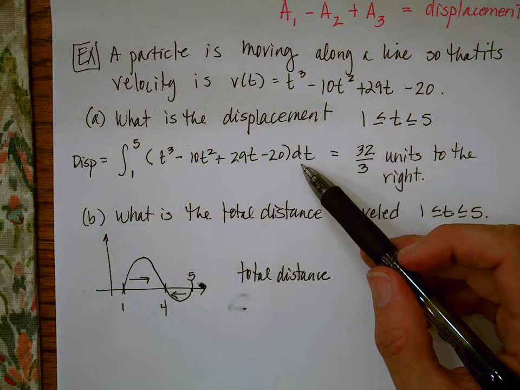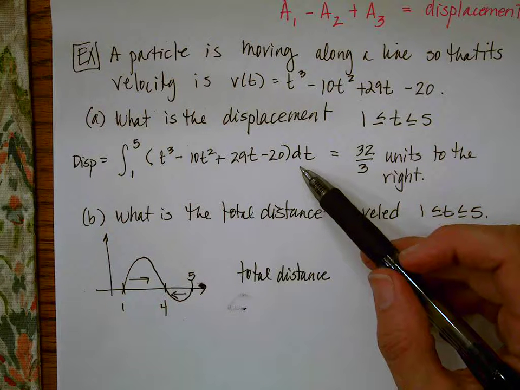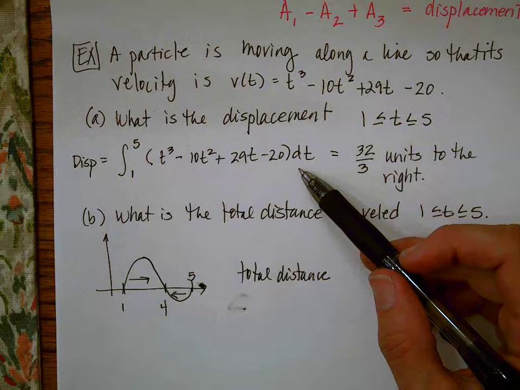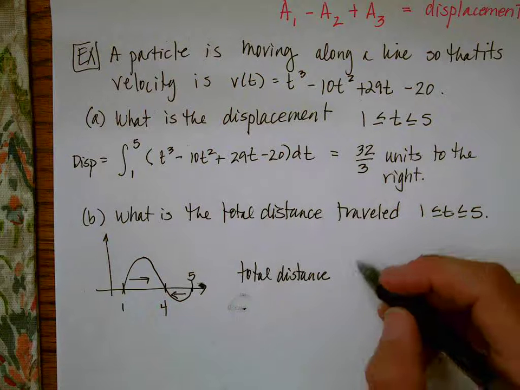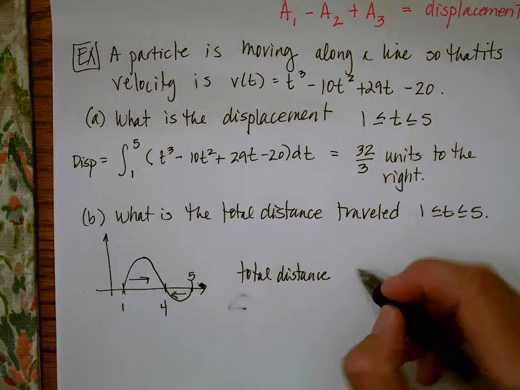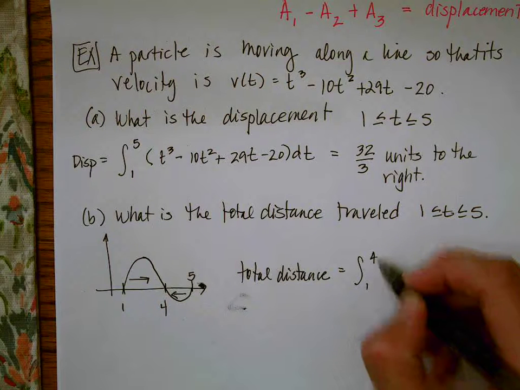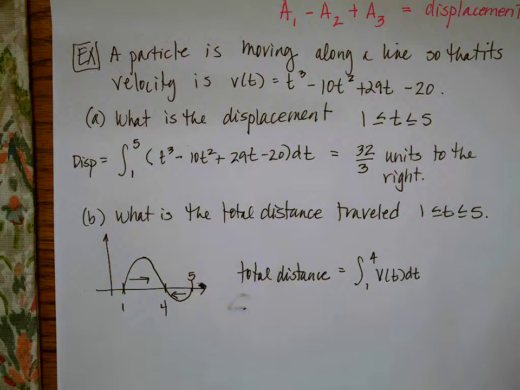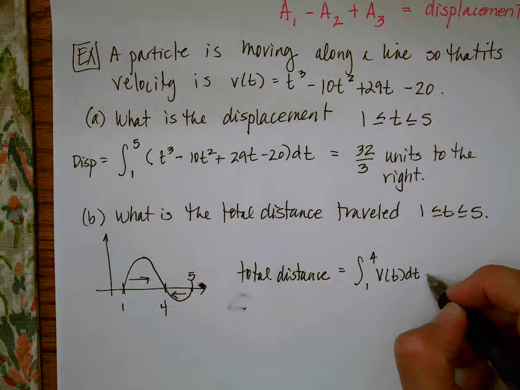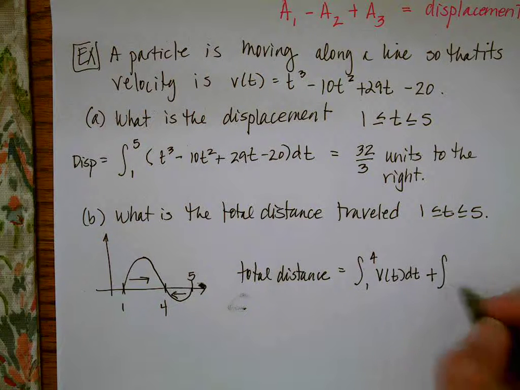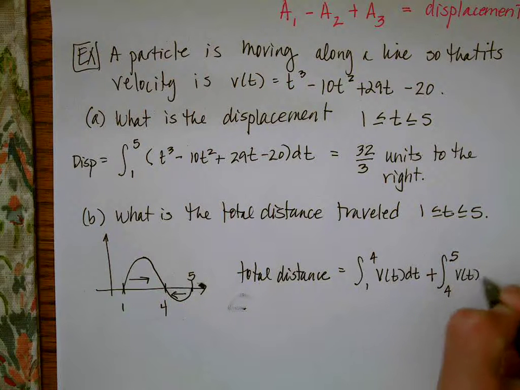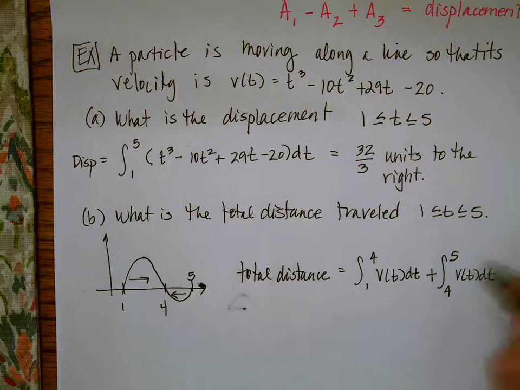If I integrate velocity, then it's going to sum everything together and give me my displacement. But on my total distance, I'm going to have areas where I go positive and negative. And so I'm going to integrate from 1 to 4, and then I'm going to integrate from 1 to 5. So my total distance is going to equal the integral from 1 to 4 of v of t dt. And then I had subtract, but I think I need to add the integral from 4 to 5 of v of t dt, right?